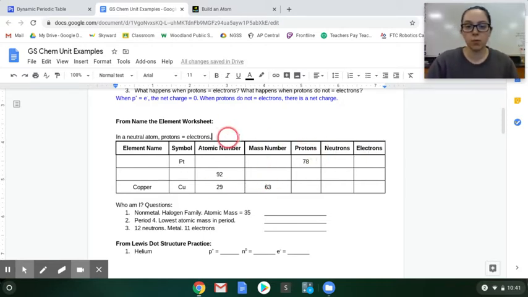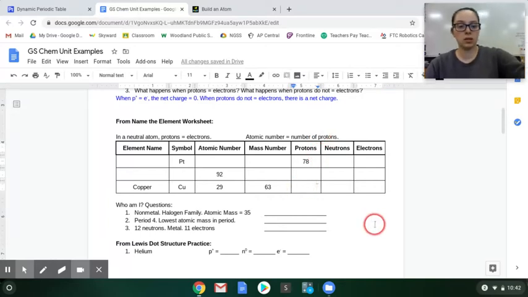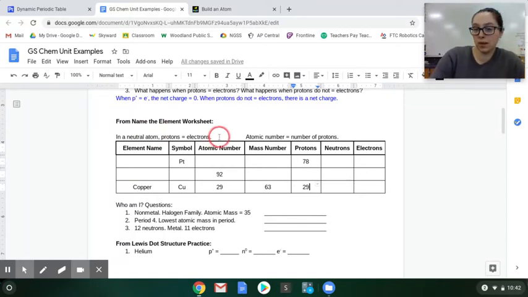So what's also important to note is that my atomic number equals my number of protons. So my atomic number for copper is 29. That means because my atomic number equals my number of protons, my number of protons here is also 29. Now, because I have a neutral atom, and I know I have a neutral atom because I did not tell you otherwise, my protons equal my electrons. So my electrons are in this column here. This is also going to be 29. Helpful. Now I need to figure out my neutrons.